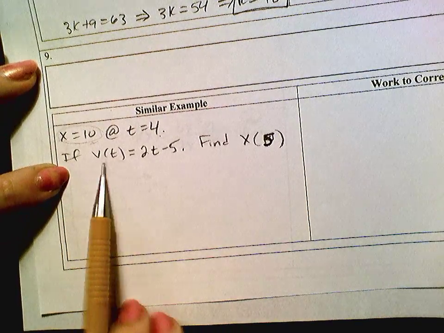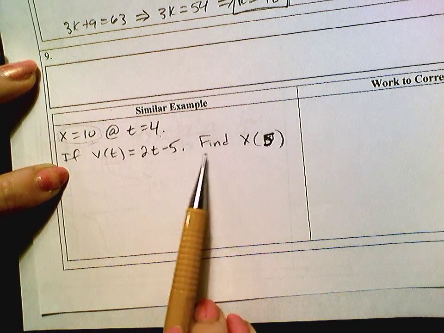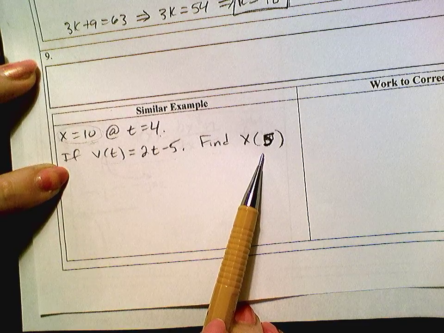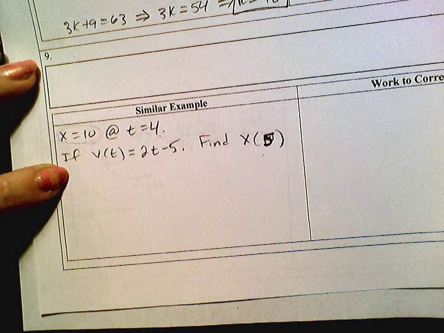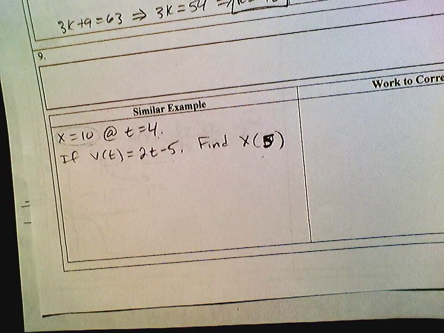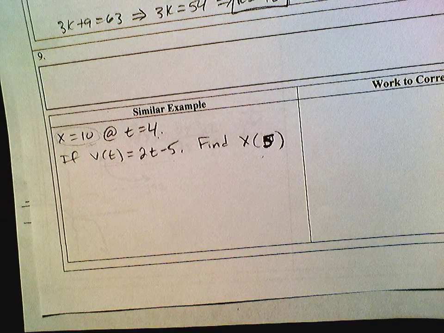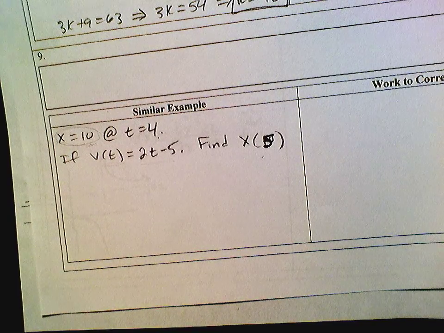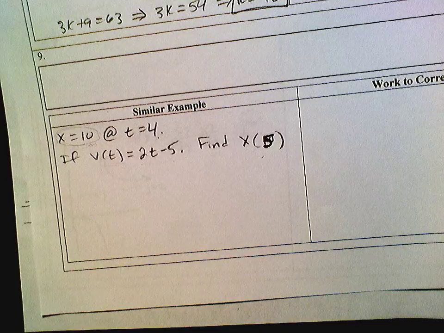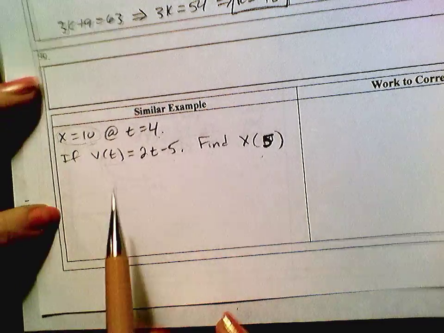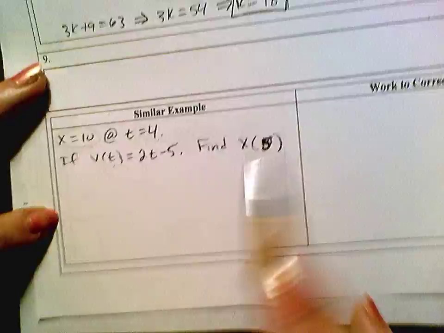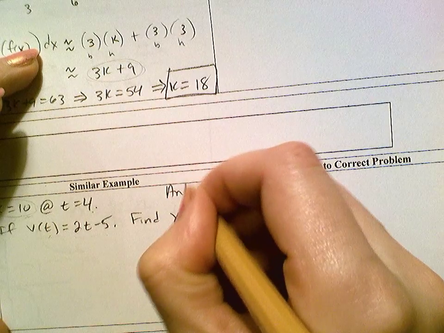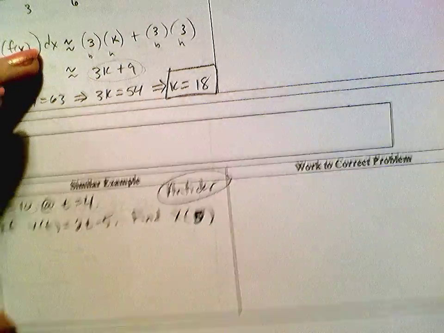If the velocity of the particle is given by this, we want to find this. So the question, as usual, is limit, derivative, or antiderivative. This is the antiderivative because velocity is the first derivative of position. So this is antiderivative. All right?